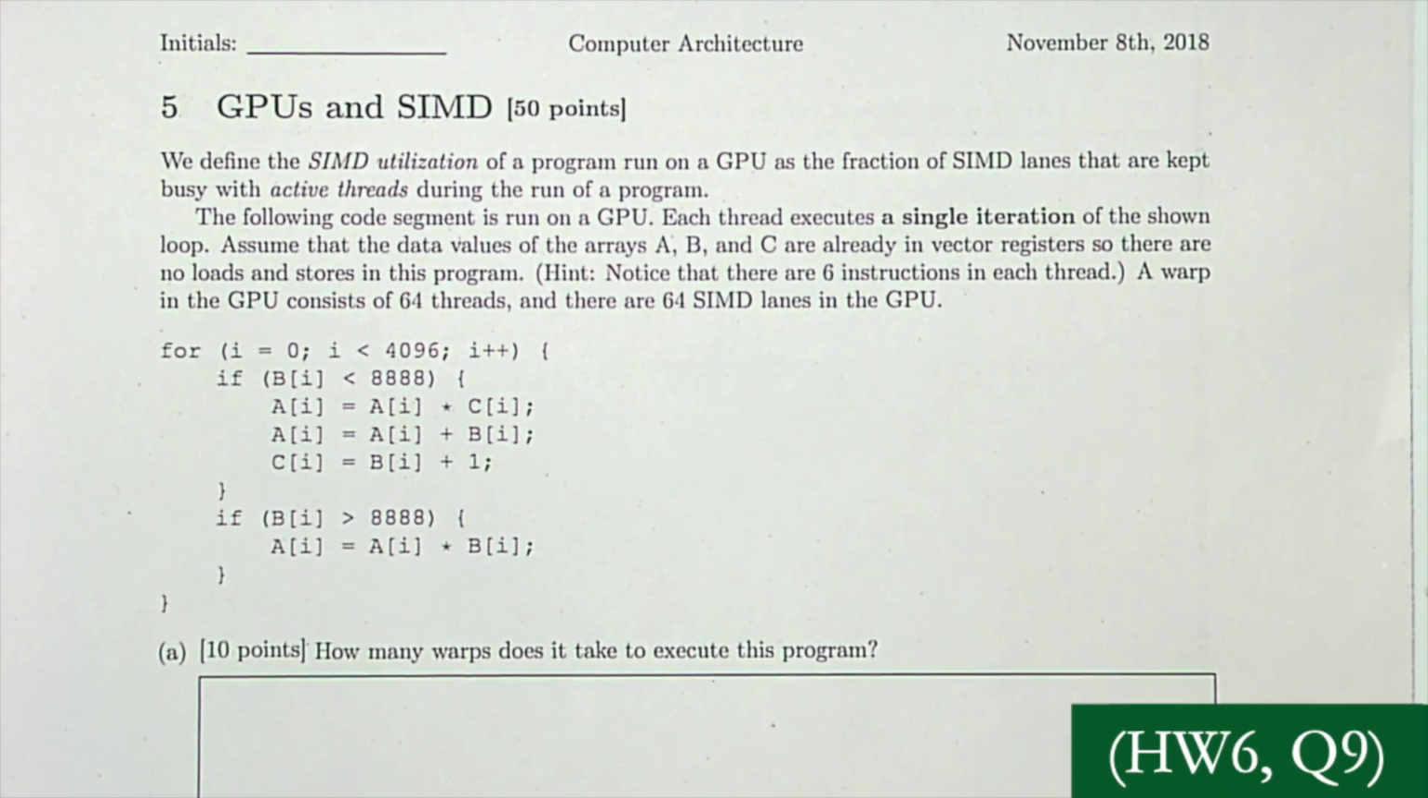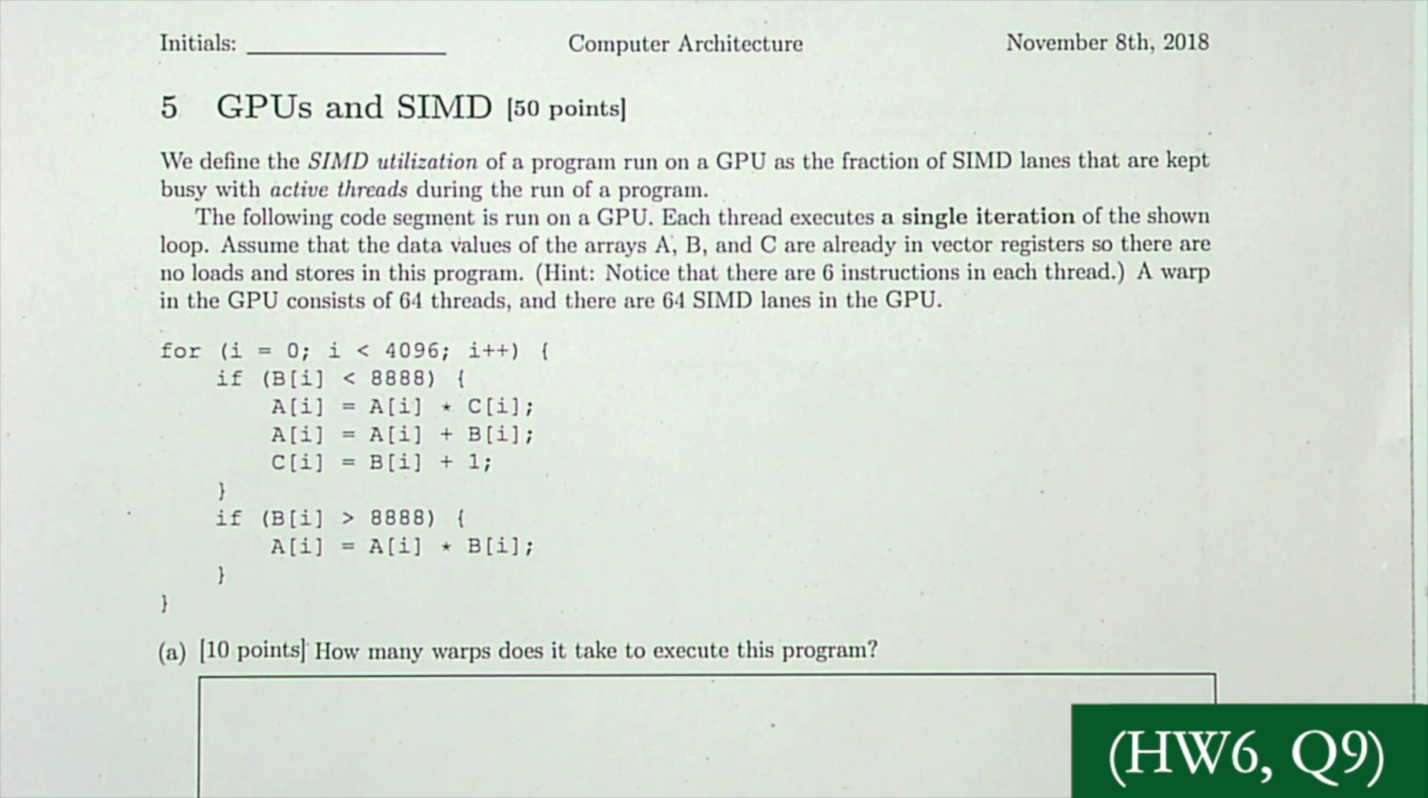It says, we define the SIMD utilization of a program run on a GPU as the fraction of SIMD lanes that are kept busy with active threads during the run of a program. The following code segment is run on a GPU. Each thread executes a single iteration of the shown loop. Assume that the data values of the arrays A, B, and C are already in vector registers, so you don't need to worry about memory accesses. And it gives us one hint.